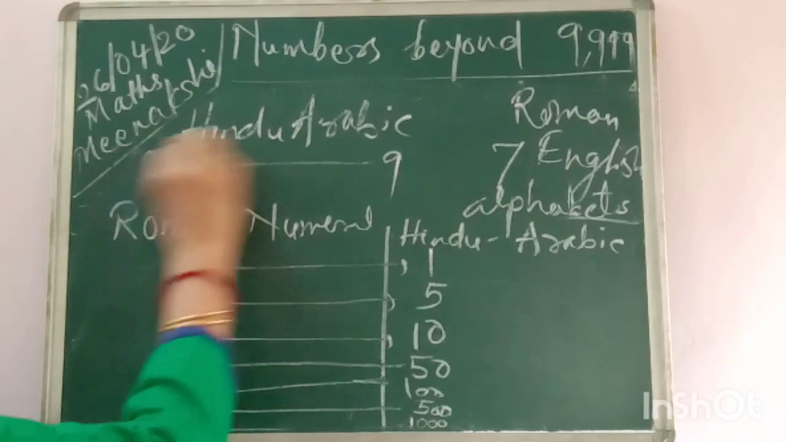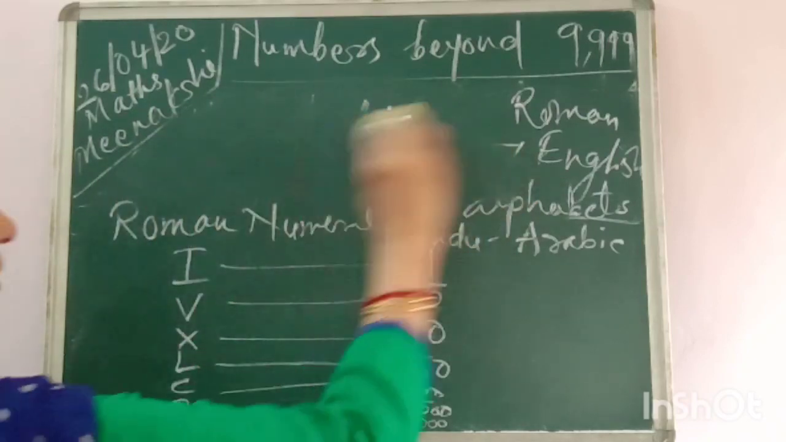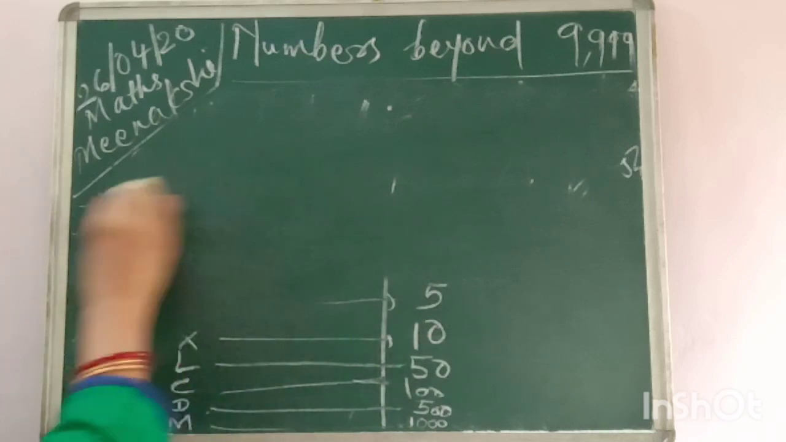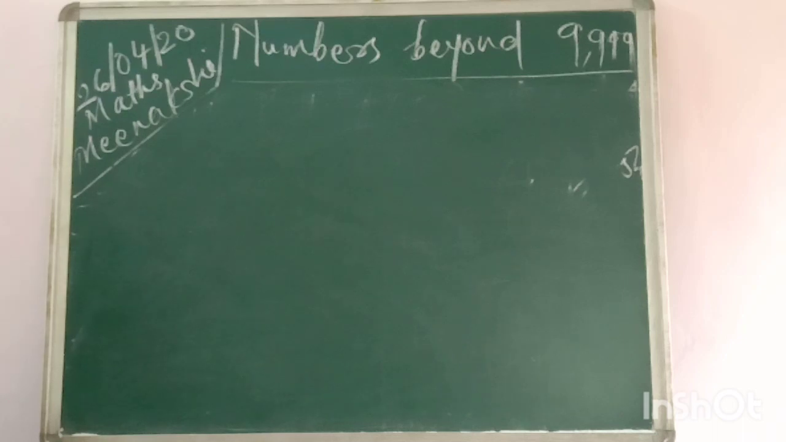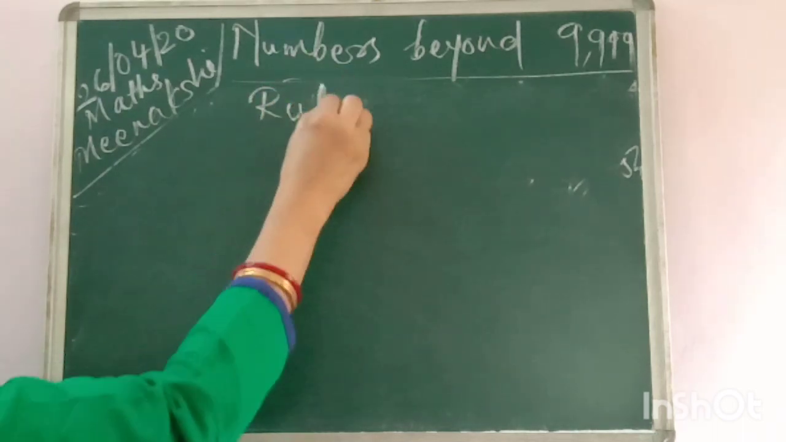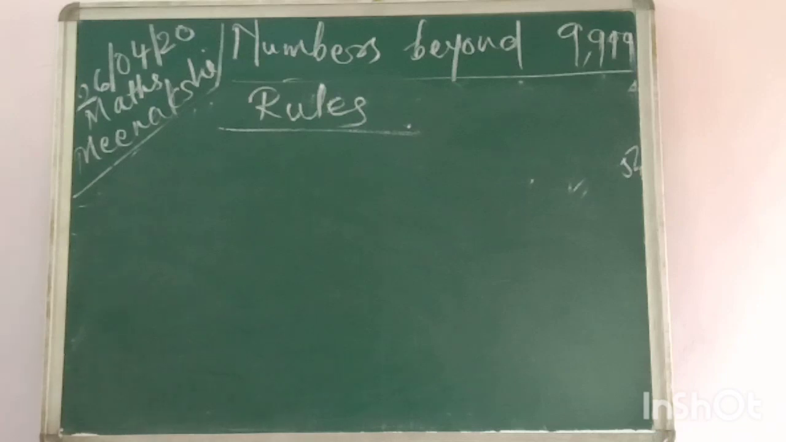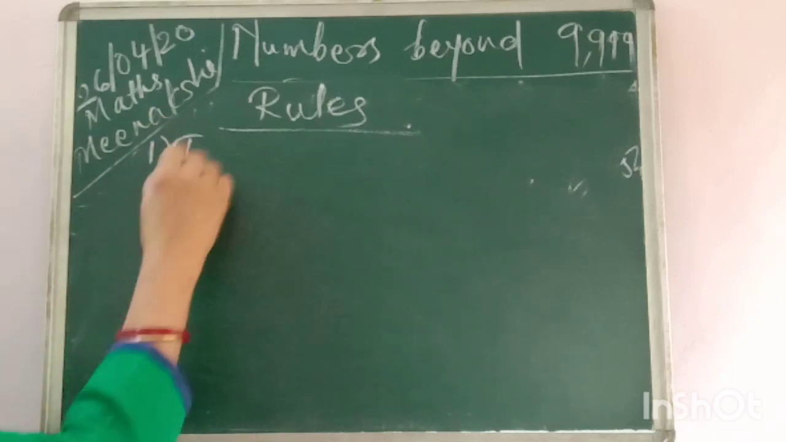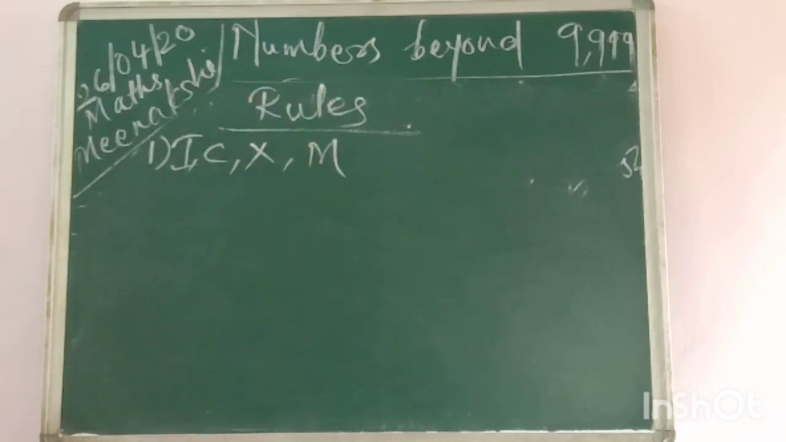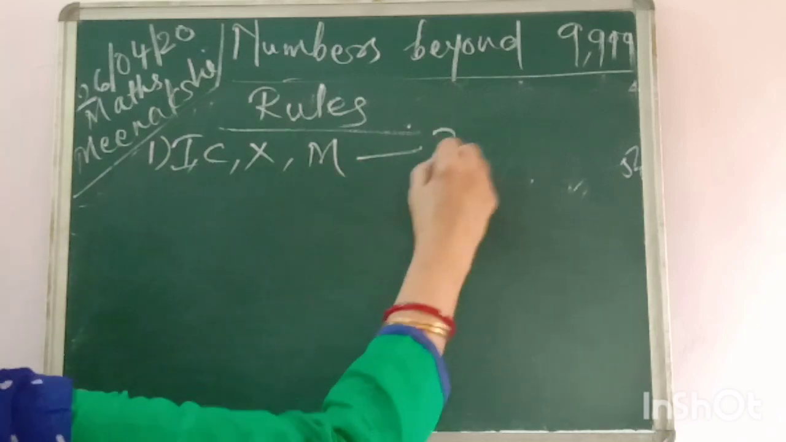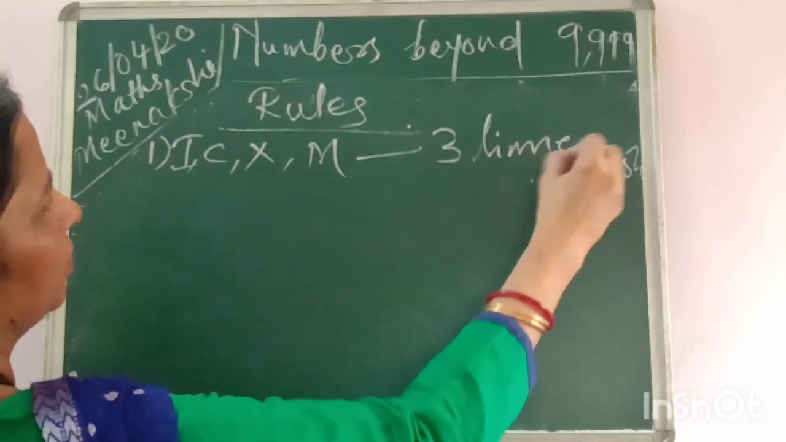Now come on, let's go ahead. How to form large numbers in the Roman numerals? What rules do we have to follow? In short, I'll explain, because we already did this last time. Here, I, C, X, M can be repeated 3 times. I, C, X, M can be repeated 3 times.